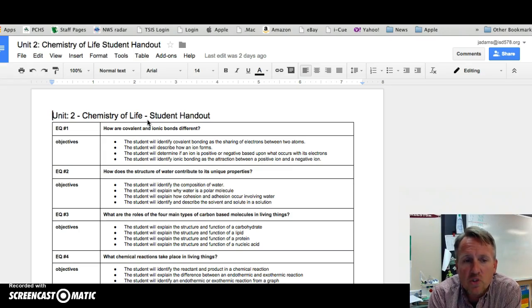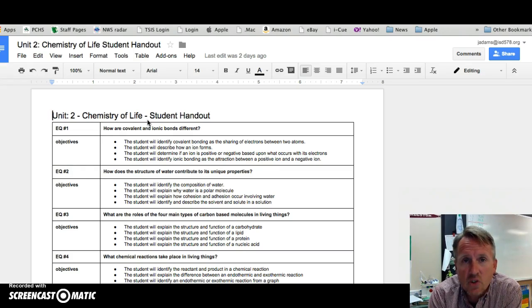You're going to have to be able to describe how an ion forms. You're going to have to determine if an ion is positive or negative based on what occurs with its electrons. And you'll also identify ionic bonding as the attraction between a positive ion and a negative ion. So again, hopefully some of this is review. Well, actually it is review. Hopefully you remember some of it from physical science.